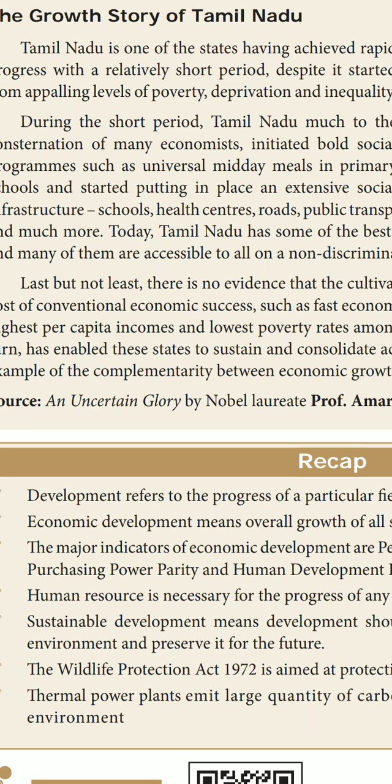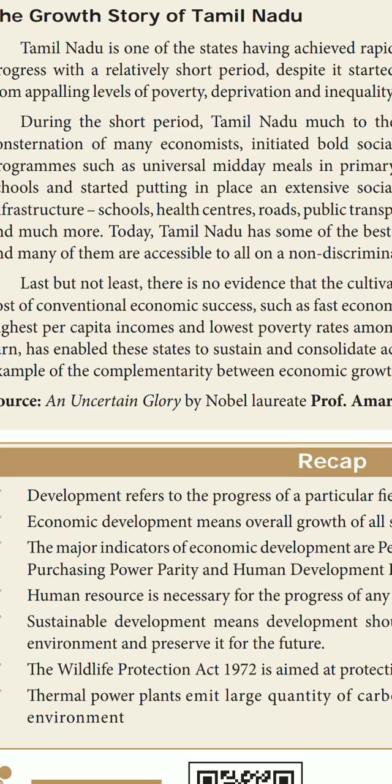It is poor. It is in poverty, and there is no equality also. So it should be equal, and there should not be any poverty like that. Many leaders thought so. So they started this midday meal in primary schools and started putting in place an extensive social infrastructure. What are the infrastructures they have? Many schools they have started, health centers, many roads were laid, public transport also they have run, and water supply, electricity connection, etc. All these they have done. So today Tamil Nadu has some of the best public services among all Indian states, and many of them are accessible to all on a non-discriminatory basis.